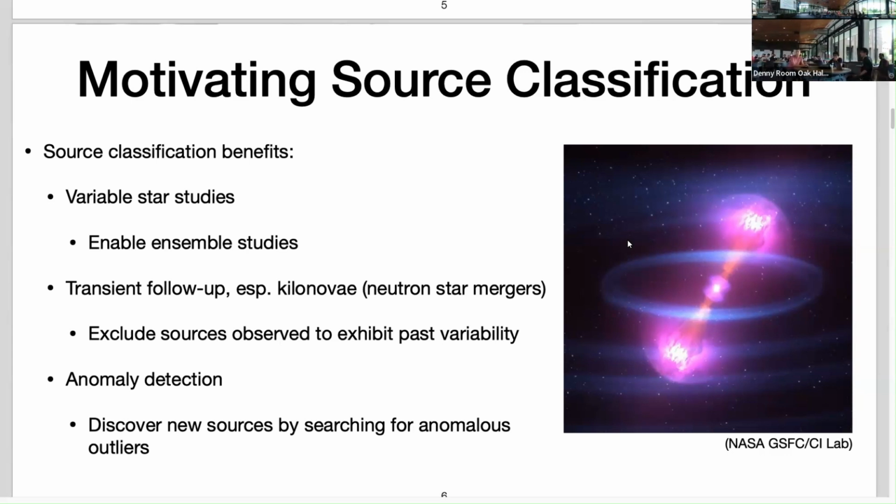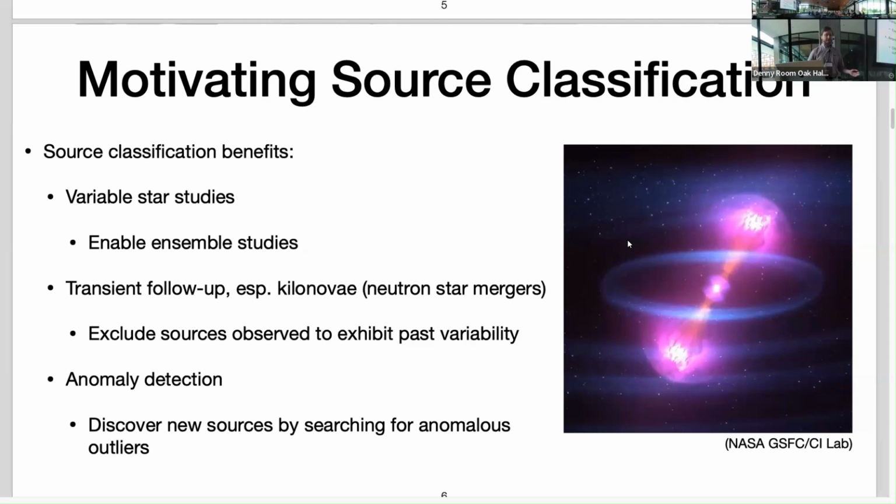So again, transients, they occur once and then they're gone. And so we're particularly interested in kilonovae, which are the mergers of stellar remnants called neutron stars. And so when these events happen, there might be variable sources near to the transient that we're interested in. And so if we can classify those, then we can exclude those sources that have been known to show past variability when we search for the kilonova itself. Because if it's already been varying sometime, years in the past or months in the past, then it's not going to be the transient we're looking for.